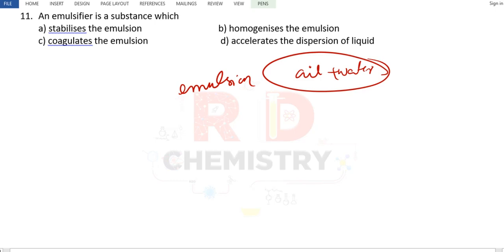So, what is the main important role of the emulsifier? It will not allow the oil and water to separate out. Instead, it will keep them together. So, option number A is the answer. Stabilizer of the emulsion. Right?